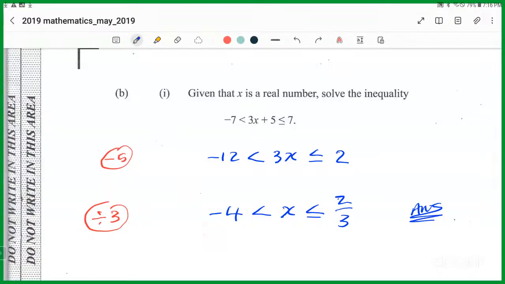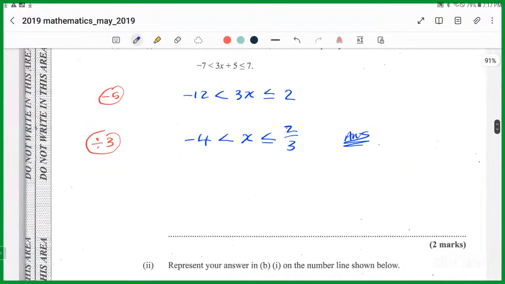You could have also done it by separating it into two halves. You could set up two inequalities out of this. This half would be negative 7 less than 3x plus 5, and you solve this. And you solve the other half as well, which would be 3x plus 5 less than or equal to 7. You solve each part separately. I've seen questions where they actually give each part to solve as well. We're going to see those questions some other time, but it's a nice, easy way to solve it.